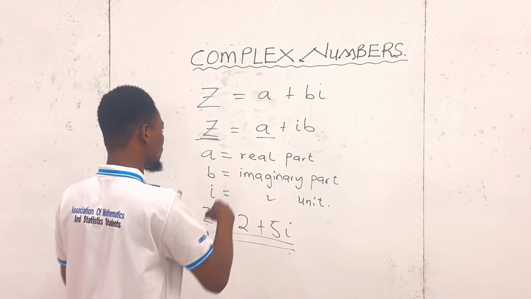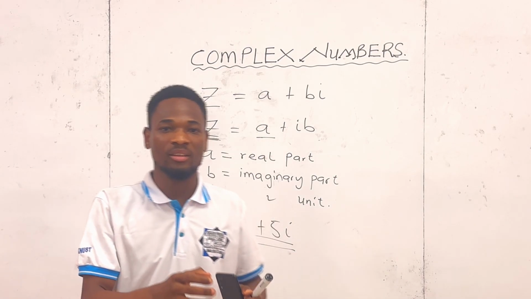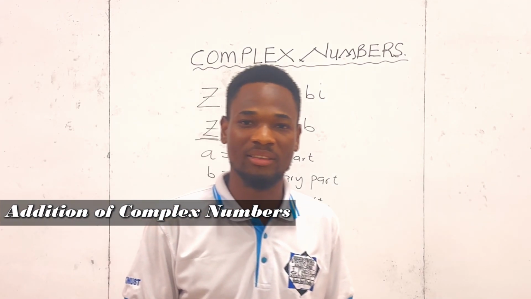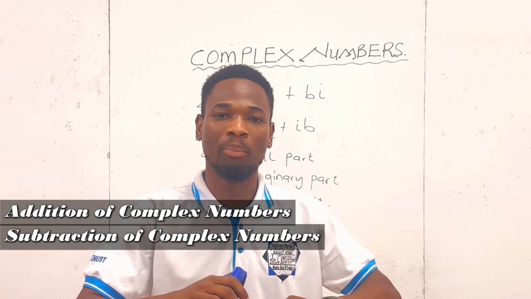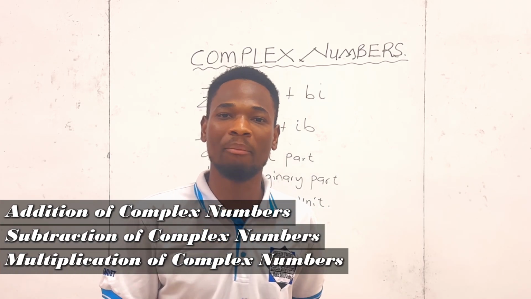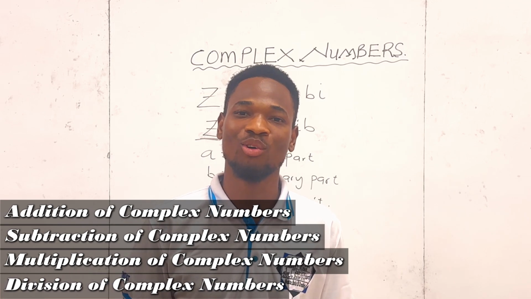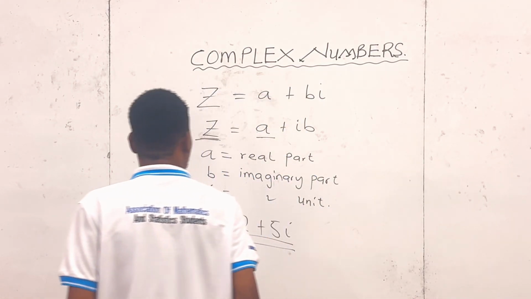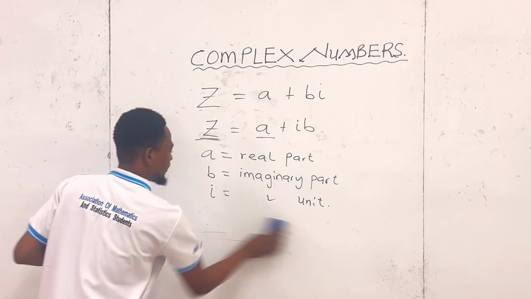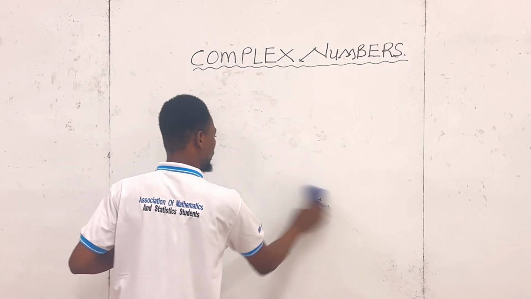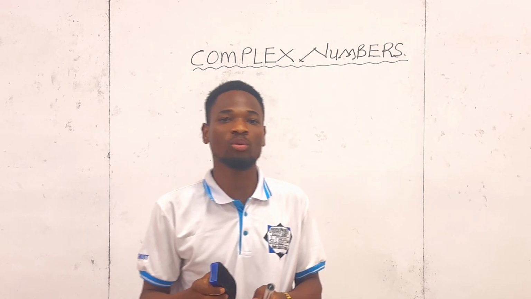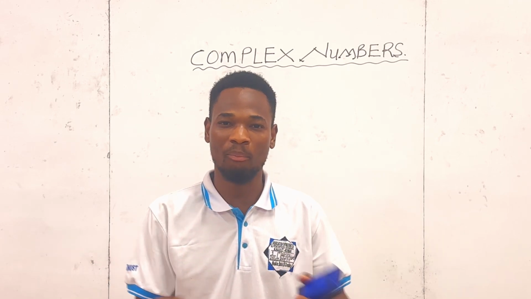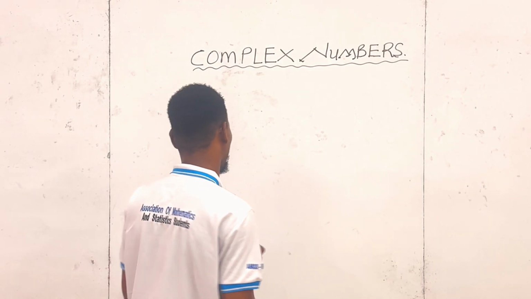We are going to learn how we can add complex numbers, subtract complex numbers, multiply complex numbers, and divide complex numbers. Before you can do this, you have to understand the imaginary unit, or the imaginary part of the complex number, which is the i.